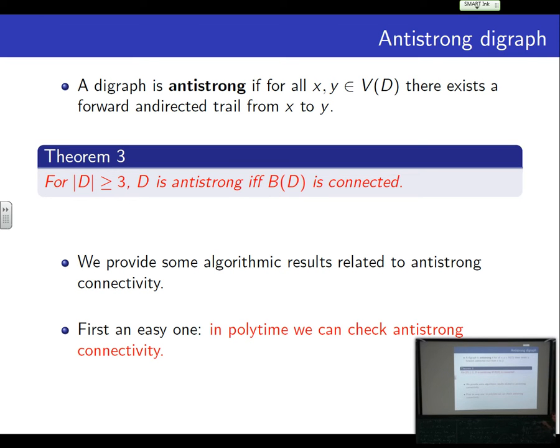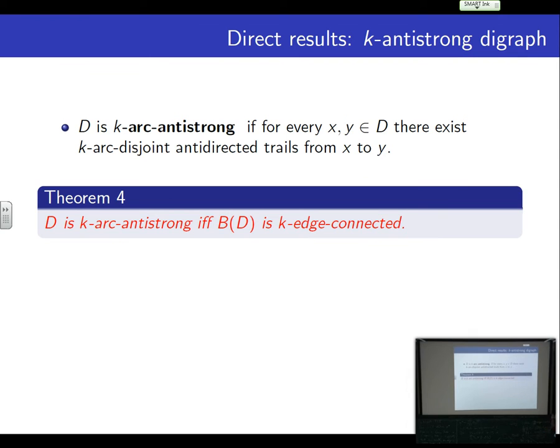And there are also other relations. Basically, the main reason why I decided to present this talk here is that it has more to do with connectivity than you can see from now. I mean, it certainly sounds like a very strange connectivity measure, but you will see other nice connectivity measures coming up soon. You already saw the bipartite graph being connected. It's related to this. So we can extend this a little bit by saying that the digraph is k-arc anti-strong if you have k arc-disjoint anti-directed trails from x to y.